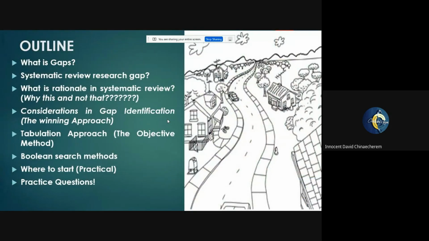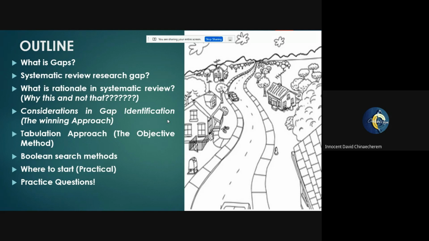So what's going to be our outline for this session? First of all, we're going to look at gaps. What are gaps in literature? We need to understand what gaps means. Then we're going to explain systematic review research gap. Then we'll explain what is rationale, because gaps in literature and rationale work hand in glove.